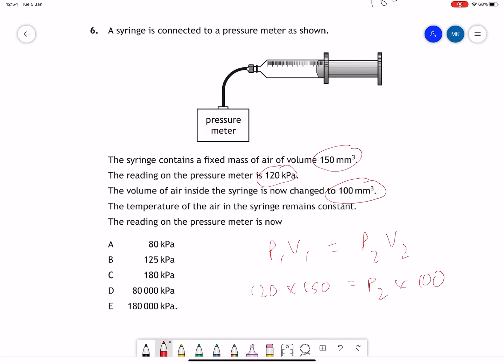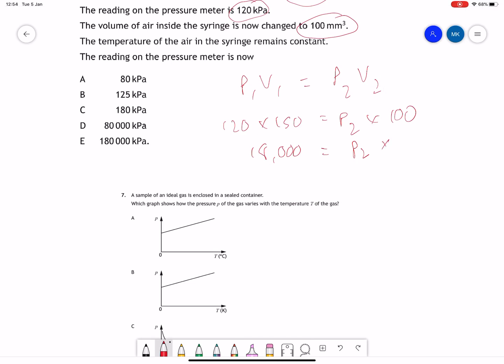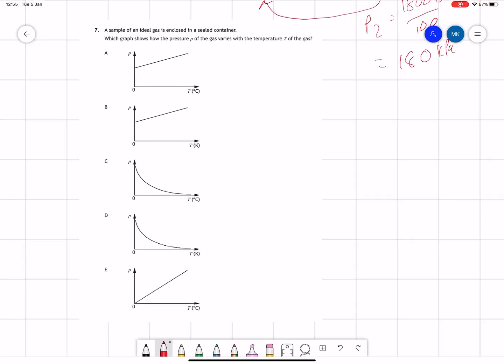So 120 times 150 is 18,000 equals P2 times 100. So when you move that 100 over there, it's timesing on this side, so it's dividing on the other. So P2 equals 18,000 divided by 100, which equals 180 kilopascals. So your answer is C, 1 mark if you got that.